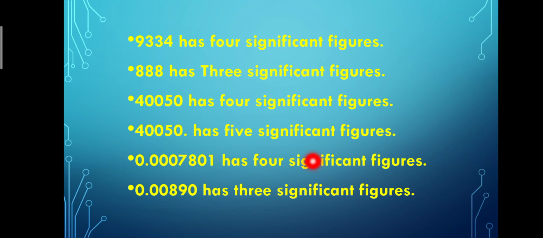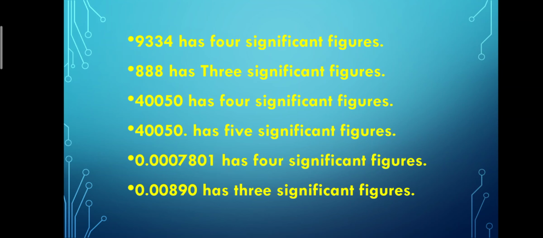0.0007801 has four significant figures because these zeros are leading zeros, which are not significant. 7 and 8 are non-zero, so significant, and this 0 is a trapped zero, so it is also significant, and 1 is a non-zero digit, so this one is also counted as a significant figure. So 7801 are significant figures and these leading zeros are not significant. So 0.0007801 has four significant figures.